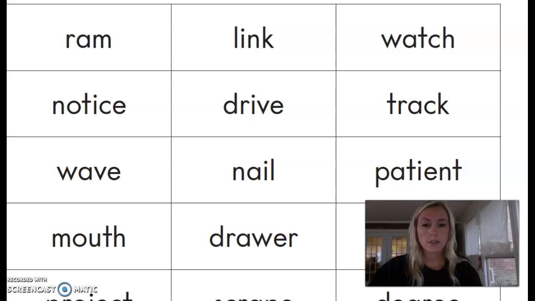For today's activity, we're going to be working with multiple meaning words. Now, you're going to receive word cards from your teacher. By yourself, in partners, or in groups, you're going to look at all the words on the word cards. Today, we're going to focus on the word "patient."